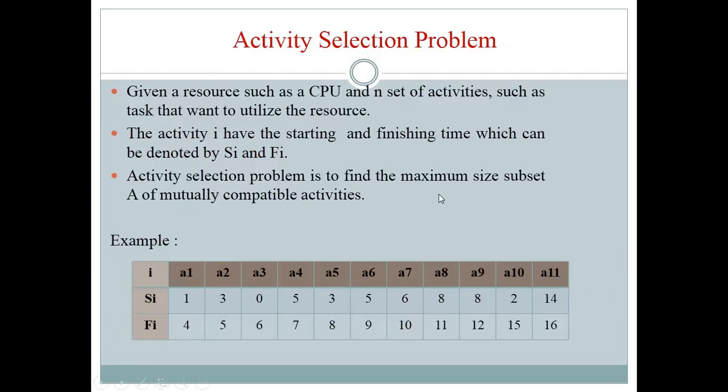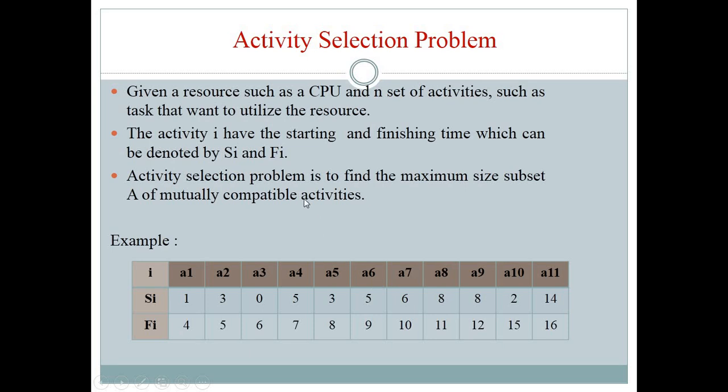Now let's understand by an example. The first example problem we have for greedy is the activity selection problem. In the activity selection problem, we will have a resource such as a CPU and a set of n activities, such as tasks, that want to utilize the resource. Here you can see the table for this CPU activity selection problem. In that, i is the activity: A1, A2, A3, A4, A5, A6, A7, A8, A9, A10 and A11. So we have these 11 activities.